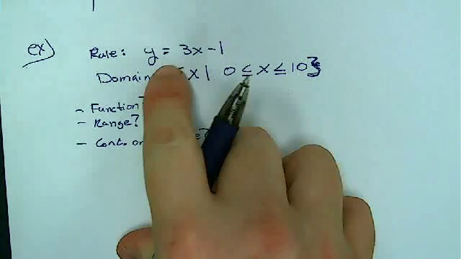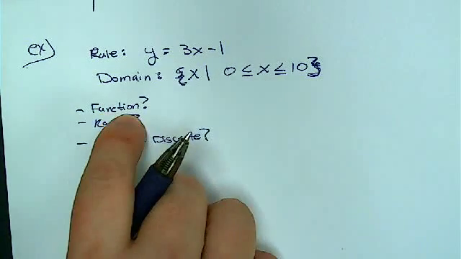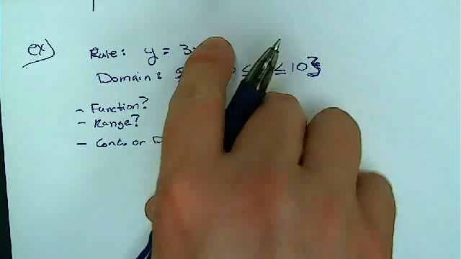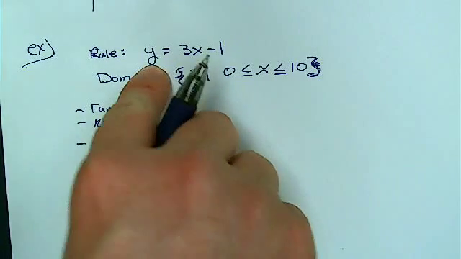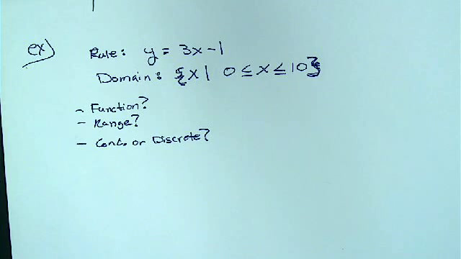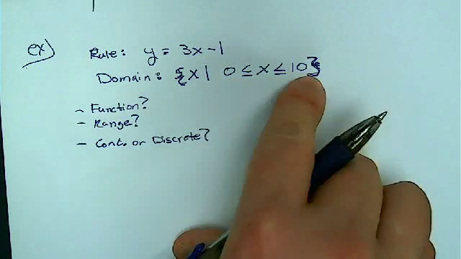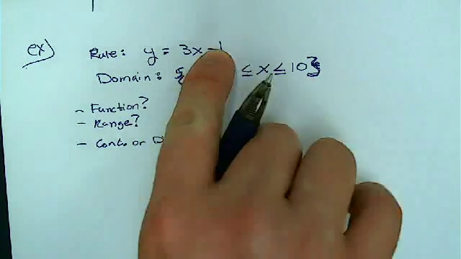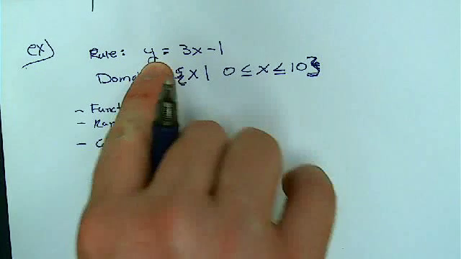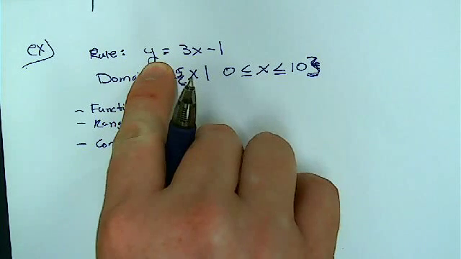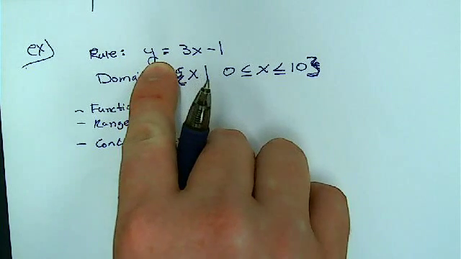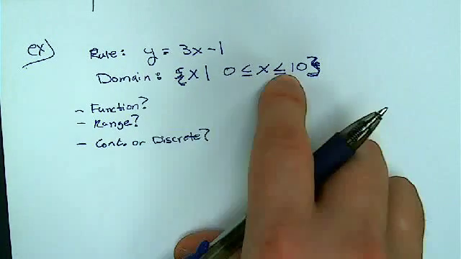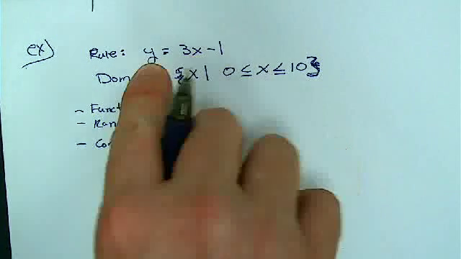is this rule going to create a function? Is every number I put in for x going to give me just one number out for y? Well, can I put in any number between 0 and 10 in for x and get two numbers out for y? Sure, which number? What number between 0 and 10 can I put in for x and get two numbers out for y?